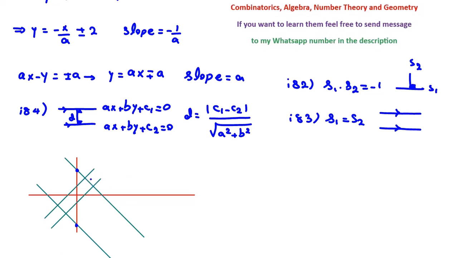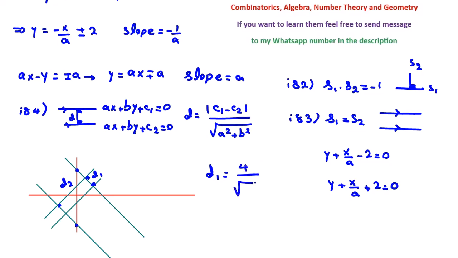Now in general, suppose for any A, we have a rectangle. Now we want to find this distance. For example, this distance is d1 and this distance is d2. We want to find d1 times d2. So d1 is what? If we consider these two lines, y plus x over a minus 2 equals 0 and y plus x over a plus 2 equals 0. So it will be the absolute value of c1 minus c2, which is 4, over the square root of 1 plus 1 over a squared.